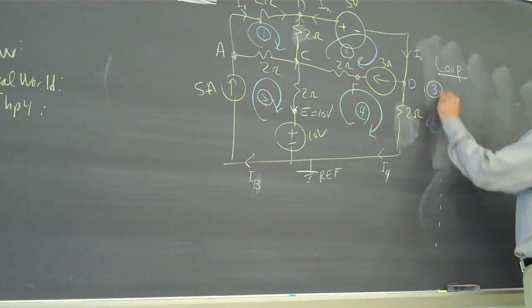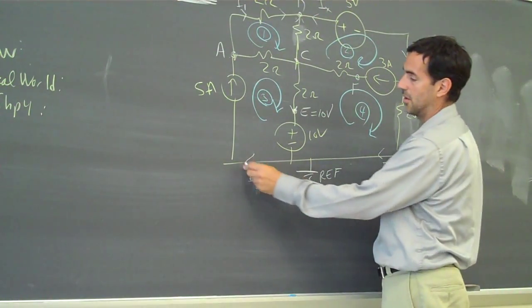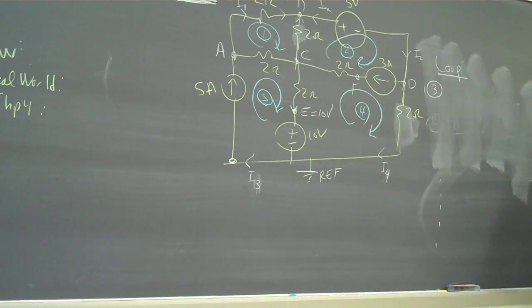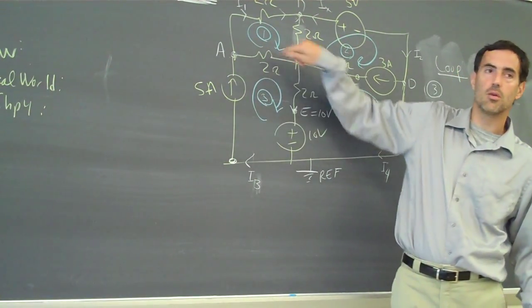So we'll go to loop 3, and I'll start. I tend to start in the lower left, but you obviously don't have to do that. I tend to start in the lower left and go clockwise. So if I start here, I'm going to write that the sum of the voltages around that loop add up to 0.